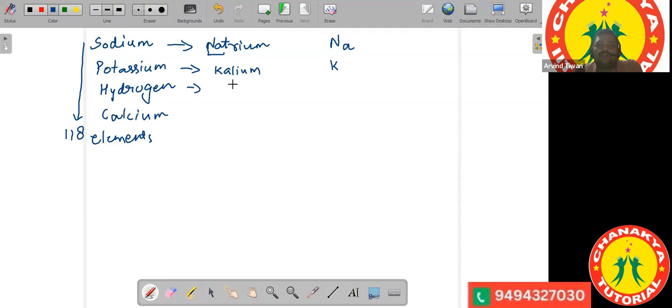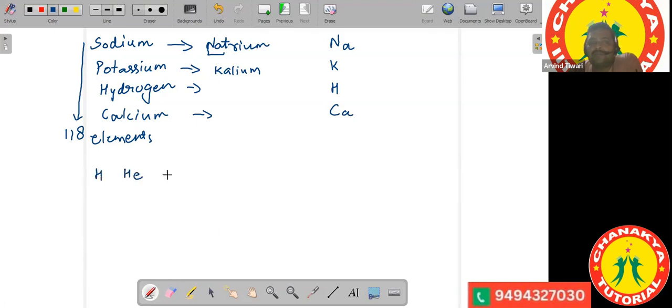Then hydrogen is written with the symbol H. Calcium is written with symbol Ca. In a similar way, all the elements are represented with these symbols. So we have 118 symbols. Out of these, you should be able to at least memorize the first 20 elements, right?